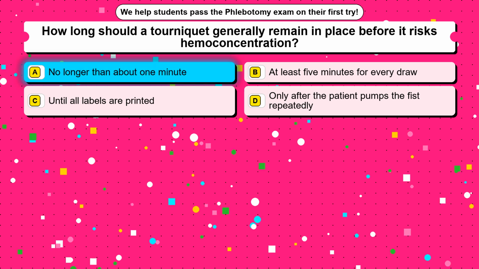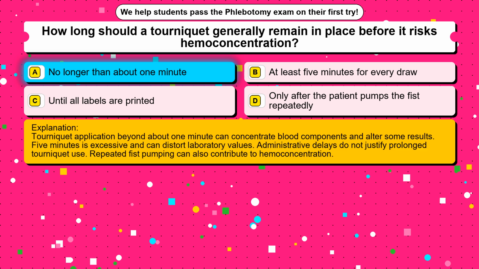The correct answer is option A, no longer than about 1 minute. Tourniquet application beyond about 1 minute can concentrate blood components and alter some results. 5 minutes is excessive and can distort laboratory values. Administrative delays do not justify prolonged tourniquet use. Repeated fist pumping can also contribute to hemoconcentration.